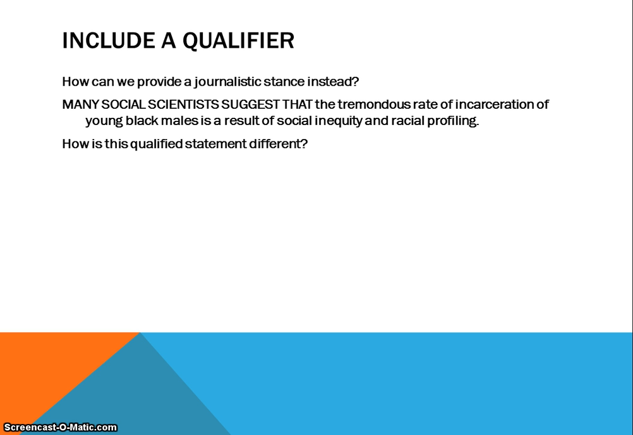And now how can I do that? Well, I can use a qualifying statement like this one. Many social scientists suggest that the tremendous rate of incarceration of young black males is a result of social inequity and racial profiling. So what's different about these two statements? Well, the difference is that qualifying statement at the beginning attributes this idea, this position, to a general group of people, rather than me, the writer, as an individual. And this allows me to remain unbiased and presents the information in a way that I'm not really taking a stance as the writer myself.